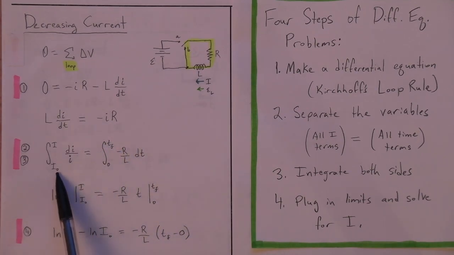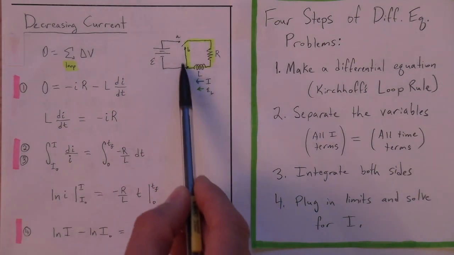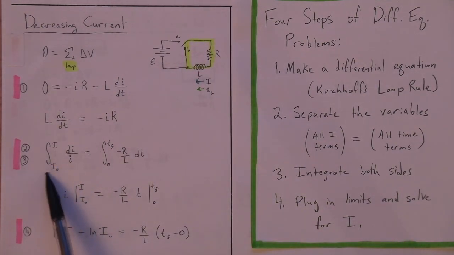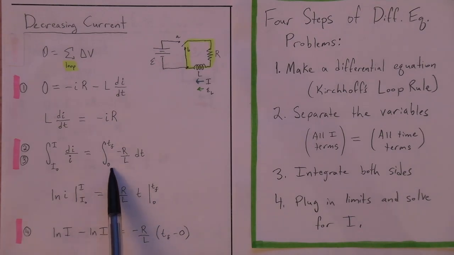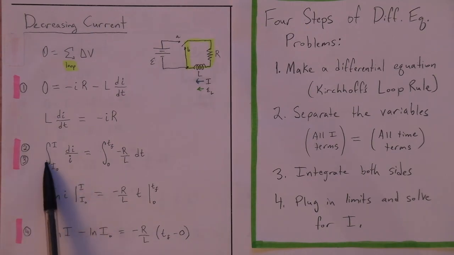I integrate from the current I started at, because remember this is decaying, so it starts not at 0 this time. It's starting at some original current I0 and dropping down to some smaller current at some later time. The experiment began at time 0 and ended at time final. The left side just integrates to natural log for our limits, and the dt integrates to t for our limits. We plug in our limits: log of I minus log of I0, t final and 0 plugged in.